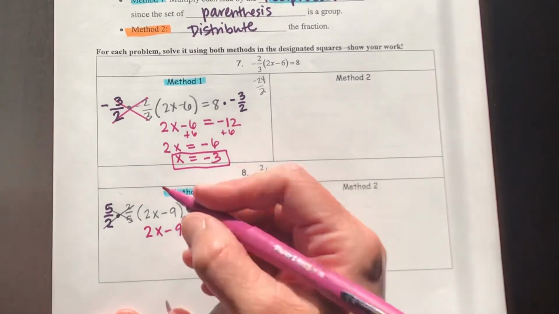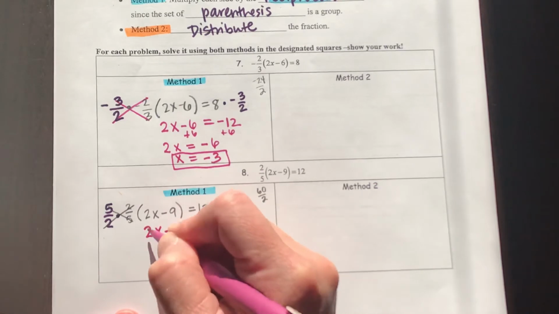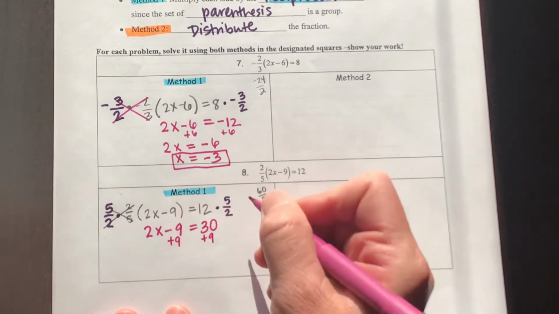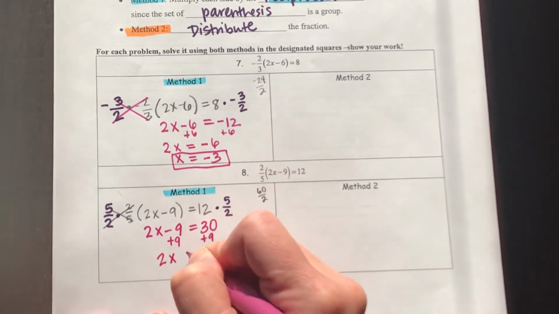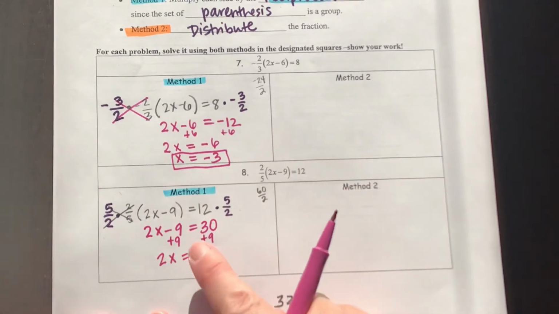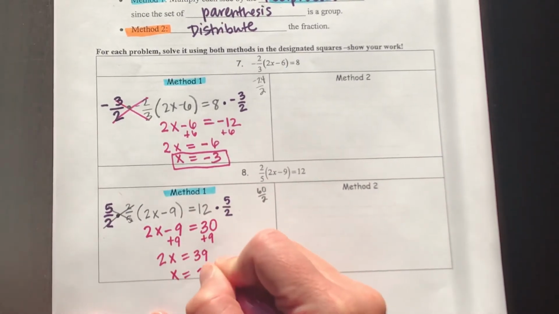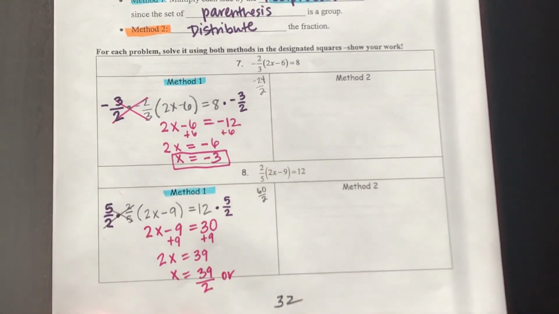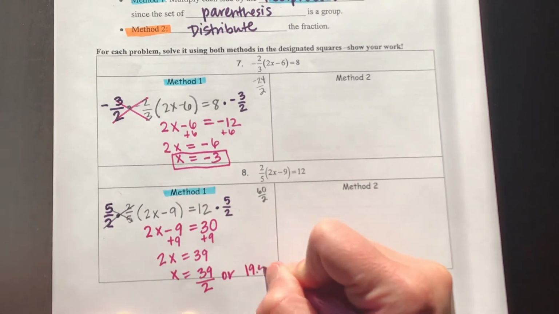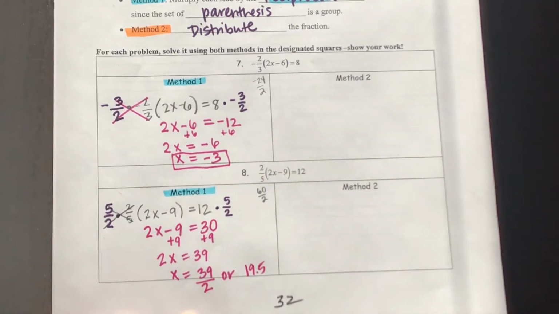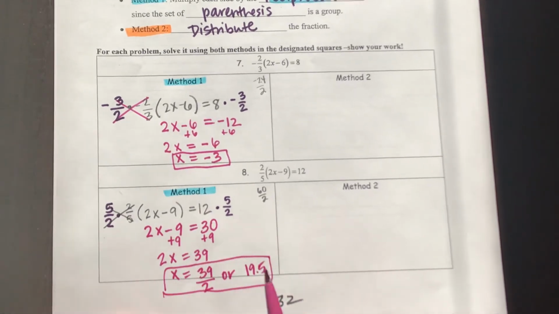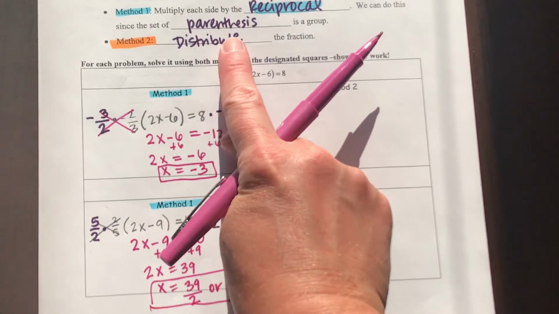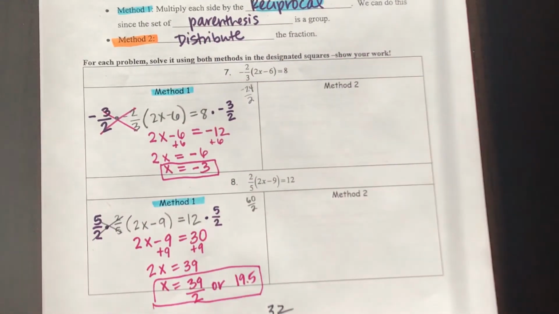Now to solve for x, I need to get the x term alone, so I need to get rid of this negative 9 by adding 9 to both sides. Now I will have 2x is equal to 39, and if I divide both sides by 2, my answer will be 39 halves. Or if you want the decimal for that, that would be okay. It would be 19.5. Either answer is fine. Now the second method, how would we distribute? So I'm going to show that method next.